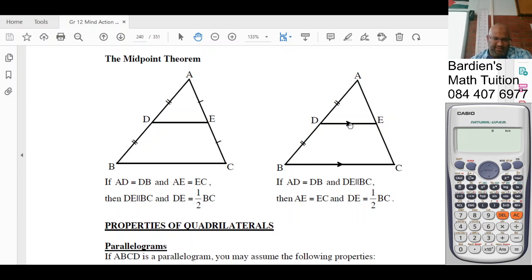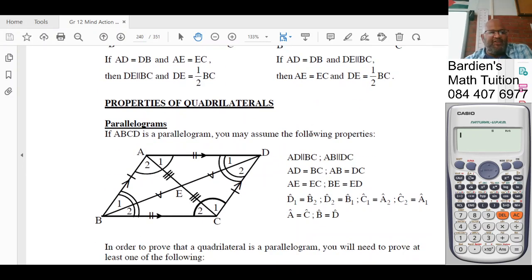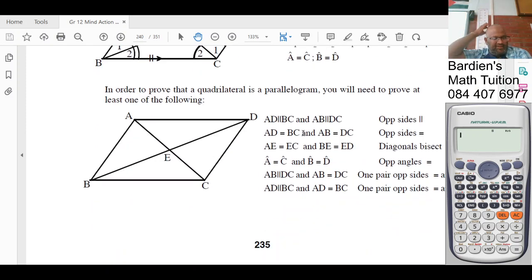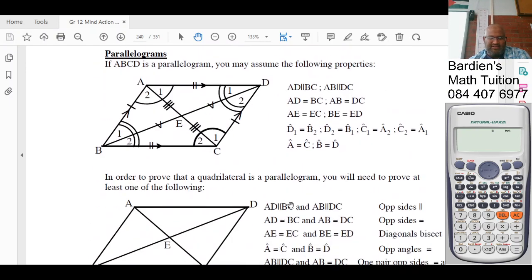Okay. Properties of quadrilaterals, people, very, very important. There are four cases for a parallelogram. What are the four cases? Opposite angles are equal, opposite sides are equal, opposite sides are parallel, and diagonals bisect each other. Diagonals bisect each other, which means to say they cut each other in half. Okay. And then your proofs here on page 235 is nicely outlined.